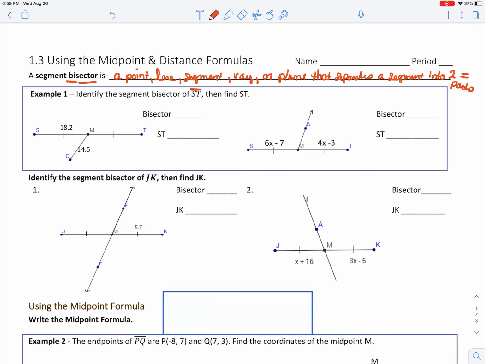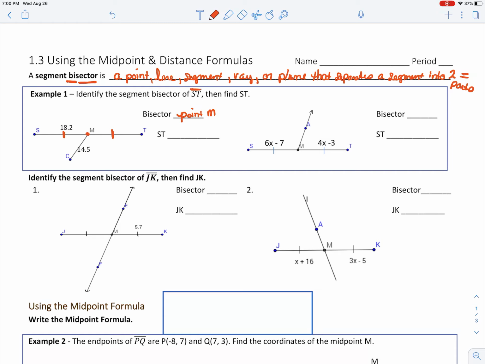Notice the segment mark, that means it's a segment, not a line. So here's segment ST, and notice that it has a tick mark here and a tick mark here. That's how our book and all of our assignments are going to show you that those 2 pieces are equal. So first of all, we want to know what is cutting that segment into 2 equal parts. So we could name a point. You could write point M, because M is the point that cuts it into 2 equal parts. In fact, M is the midpoint of that segment.